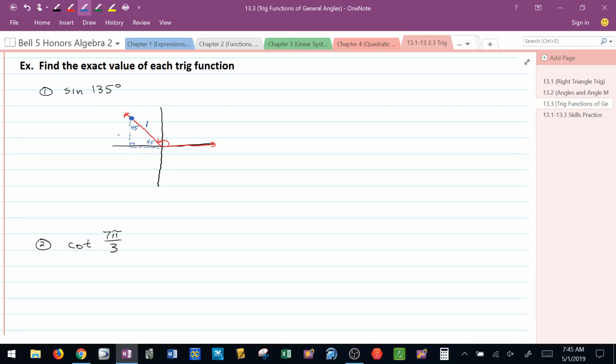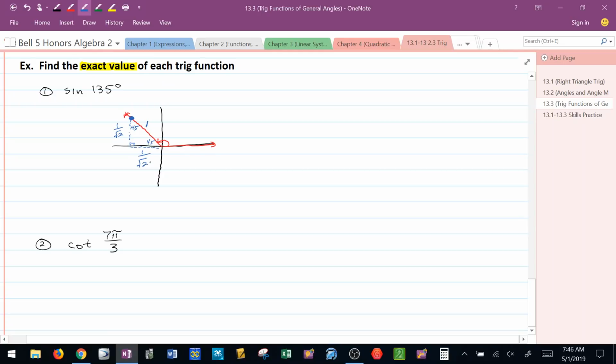The challenge of this is a lot of you guys just simply want to go sine 135 on your calculator. The problem is they want an exact value. The calculator is only going to give you an approximated value. All right, so in a 45-45-90, I know in order to go from the hypotenuse to a leg, I have to divide by the square root of 2. So that tells me each of these legs are 1 divided by the square root of 2.